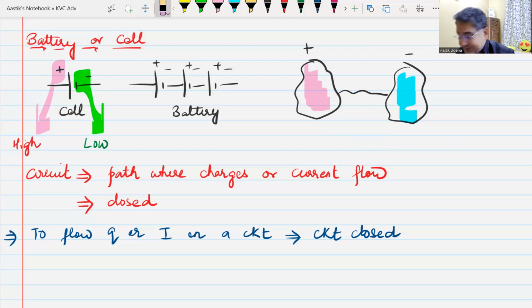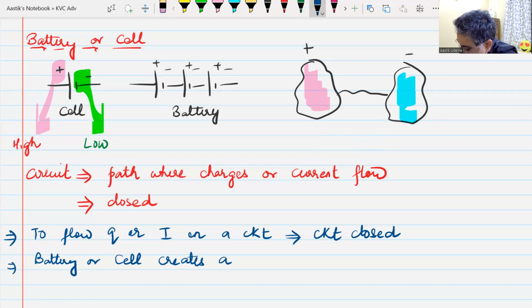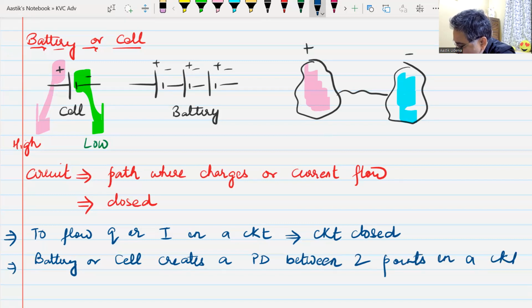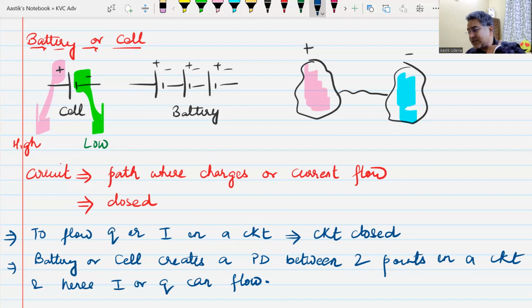What is the purpose of a battery? The potential difference. A battery or cell creates what? It creates a PD, or potential difference, between two points in a circuit. And hence, current or charges can flow. If there is no battery, current or charges cannot flow because there is no potential difference. If you have two conductors at different potentials, charge will flow, but only up till the time when the potential becomes the same. It will take very little time for the potential to become the same.